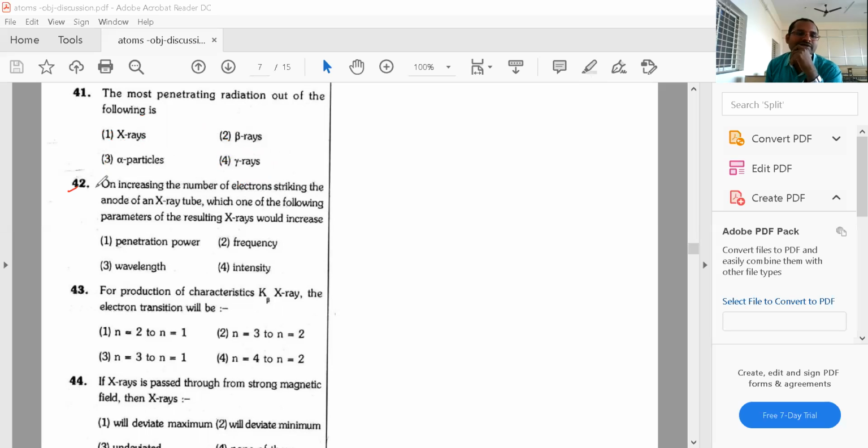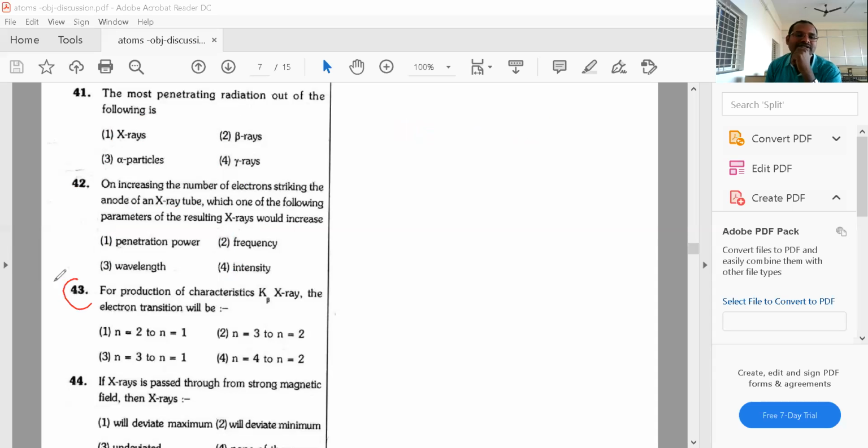Remember. Next, 42. On increasing the number of electrons striking the anode of the X-ray tube, the number of photons increases, which means intensity increases. Remember this point. Which of the following parameters of the resulting X-rays would increase? Intensity. Direct question. Penetrating power? No. Penetrating power depends upon frequency, which means it depends upon potential difference. Frequency wrong. Wavelength also wrong. Only intensity. Direct question.